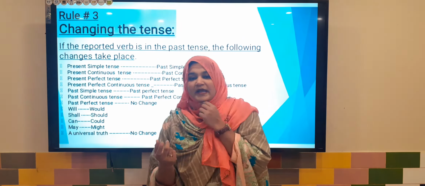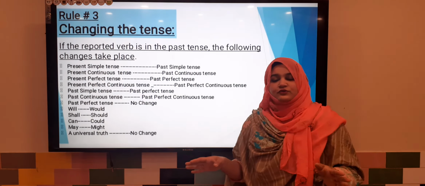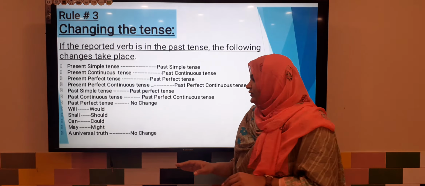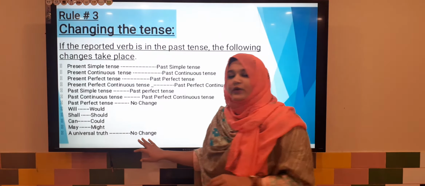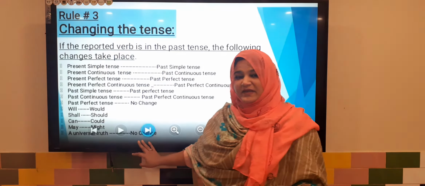So for example, I am telling you that earth is round. Okay, this is a universal truth, no one can deny. So this is a universal truth, this is not going to change. Universal truth will remain the same in the indirect speech as well.